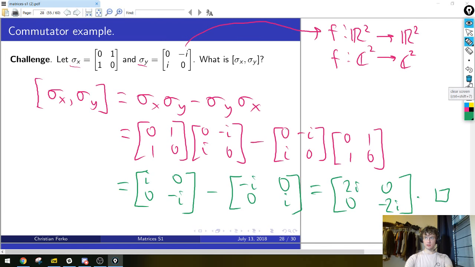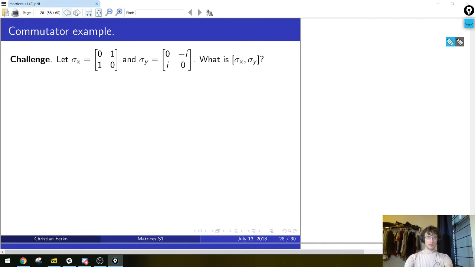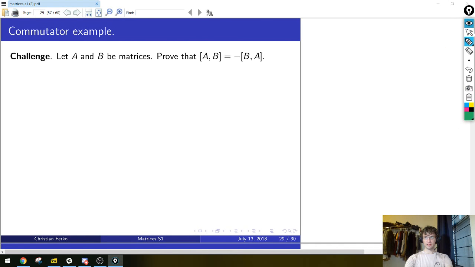Last thing. I'll do a quick proof for you. This is really just kind of silliness, but you might ask, if I take the commutator of 2 matrices and then take the commutator in the other order, what is the relationship between those 2 results? The challenge is to prove that it's anti-symmetric. If you switch the order, you get a minus sign. I could ask you to prove this, but it would almost be insulting your intelligence.